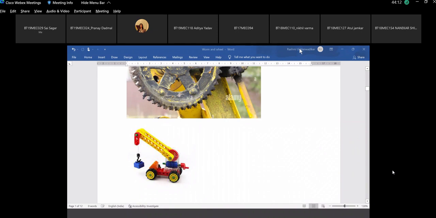Richa, Prajwal, Karthik. Anybody has played with such kind of toys? Devansh? Yes? So I'm sure you have enjoyed such kind of toys also.